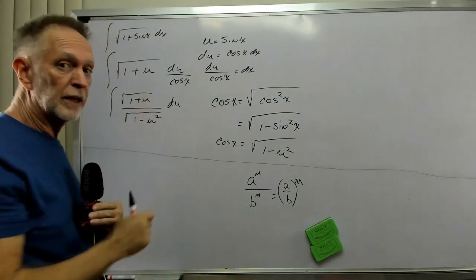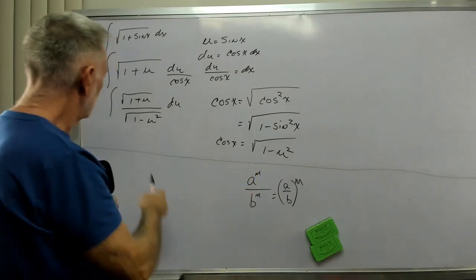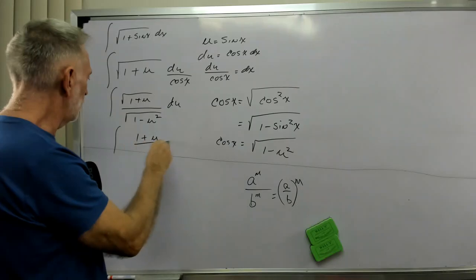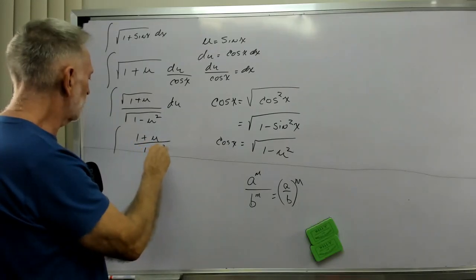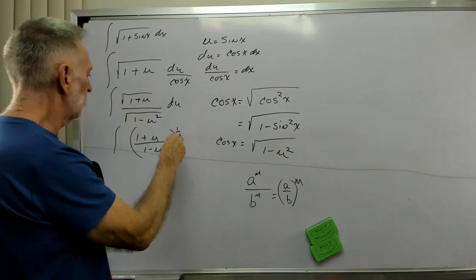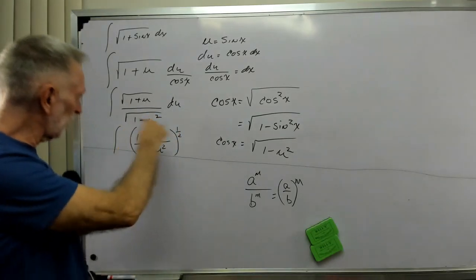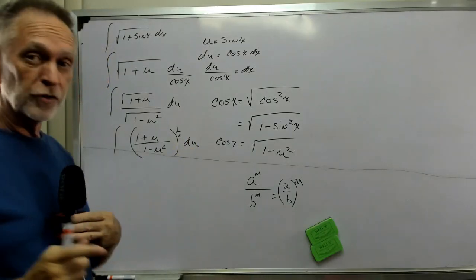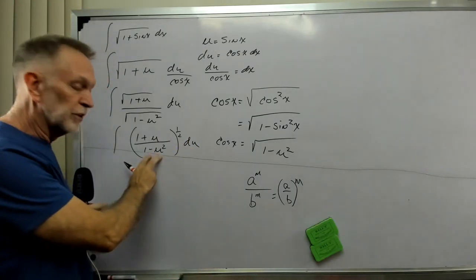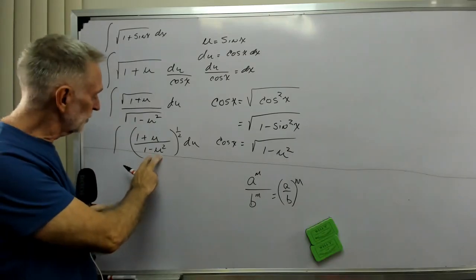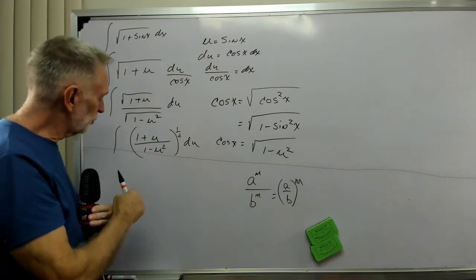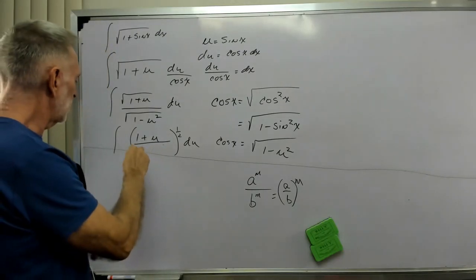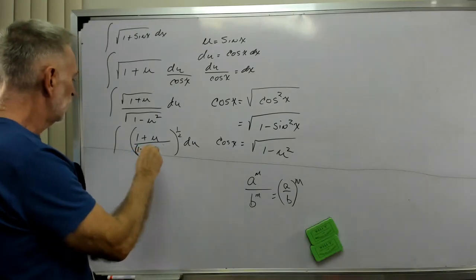Both of these are raised to the 1/2 power, right? So I can rewrite this as 1 plus u over 1 minus u squared, all raised to the 1/2 power. That's the square root of the whole thing, du. You'll also notice this is the difference of two squares. This is 1 squared minus u squared. So I can change that 1 minus u squared to 1 minus u times 1 plus u.